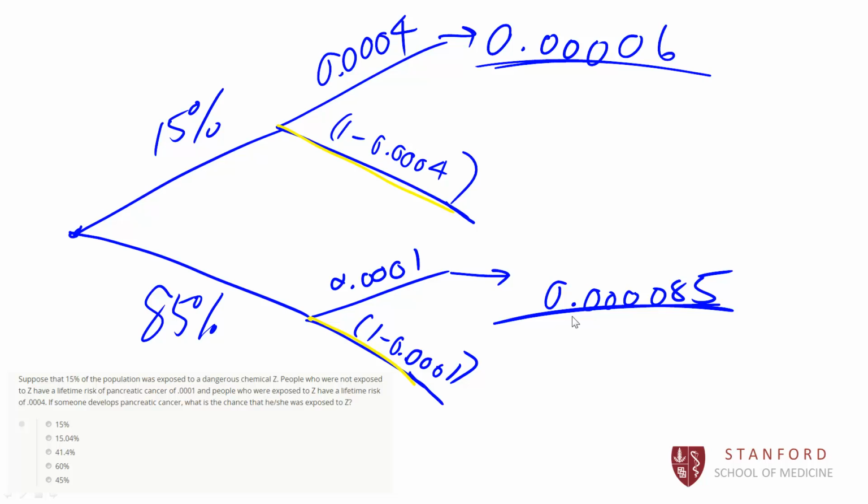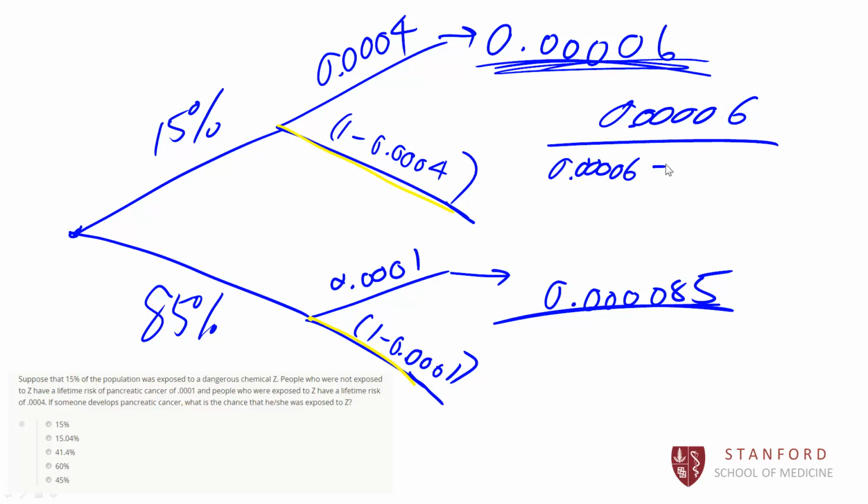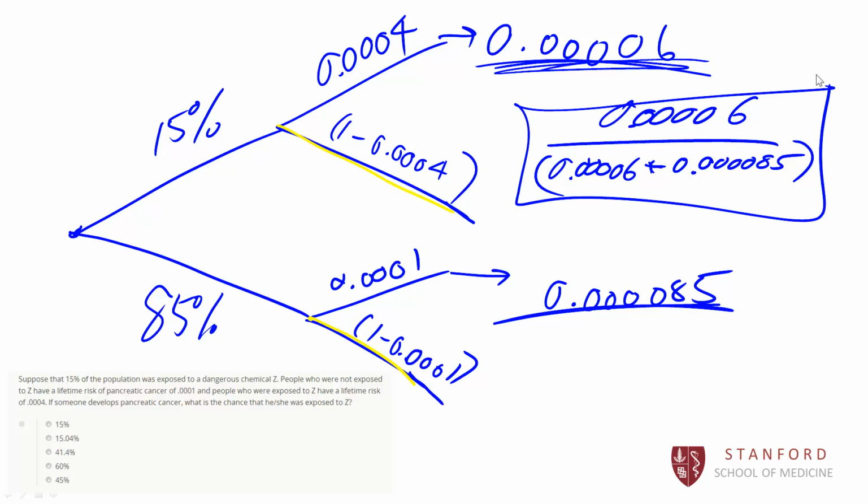So the probability of disease given exposure, which is this, over the probability of disease when you're not exposed plus the probability of disease when you're exposed. So that's going to be the sum of both of these numbers. This is the expression that we are interested in, and this is equal to 41.4%. So if you have pancreatic cancer, there's a 41.4% chance that you were exposed to this bad chemical.